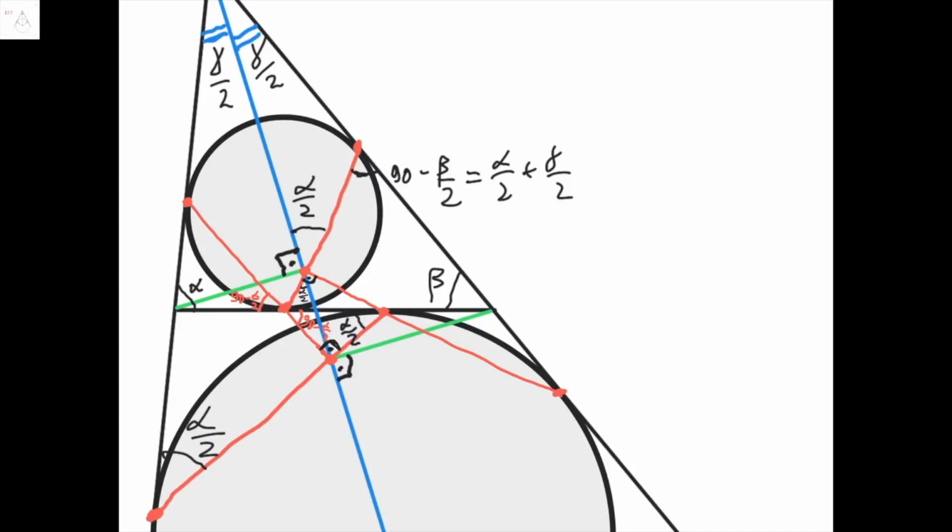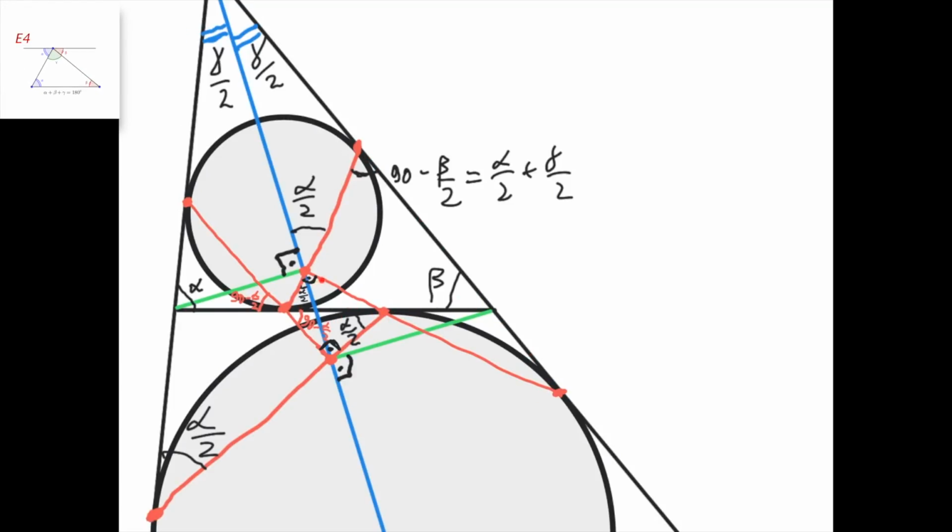For example, by observing that this angle is 90 minus beta over 2 because of this triangle. And because of this triangle here, this angle is beta over 2 and this angle is beta over 2, so this angle must be 90. And therefore, this quadrilateral is not only cyclic, but this segment here is its diameter. And so the center of the circle is actually the midpoint of this side here.